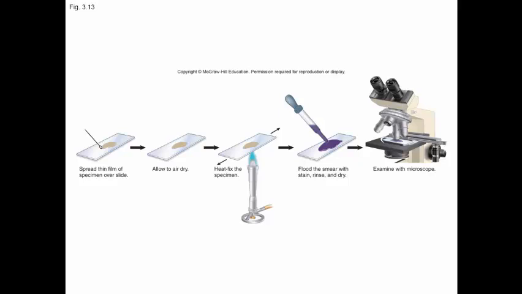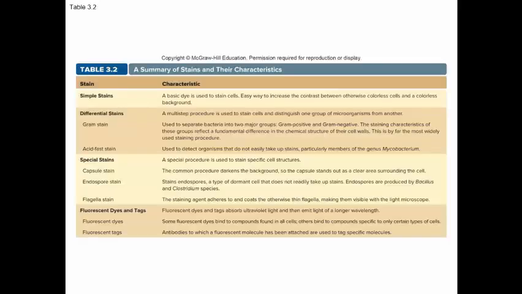Now we're going to get into what is called differential staining. This is where you're going to have two or more different types of stain. They're going to help distinguish one cell type from the other. The process takes advantage of the fact that different cells have different chemical makeups in their structure, and that may or may not hold different types of staining dyes. Two of the best known: gram stain and acid-fast.